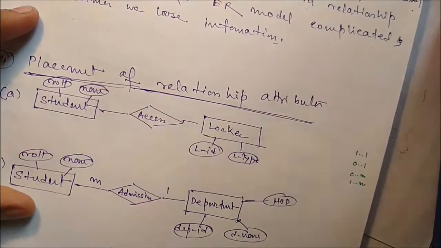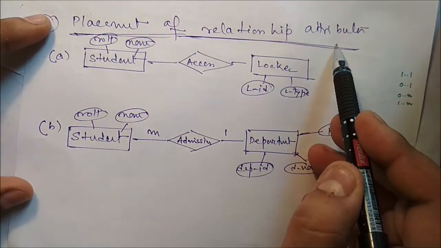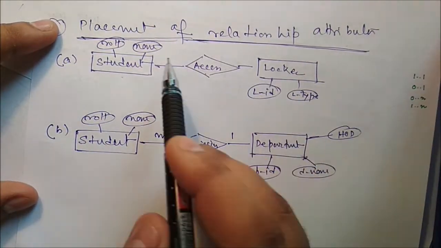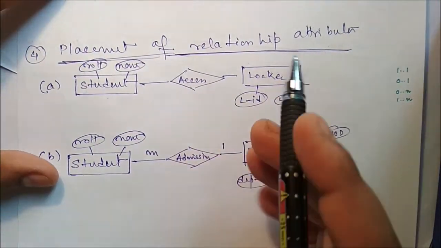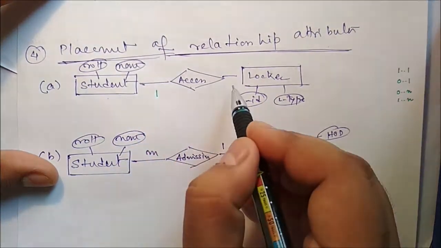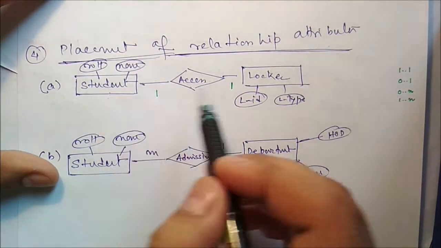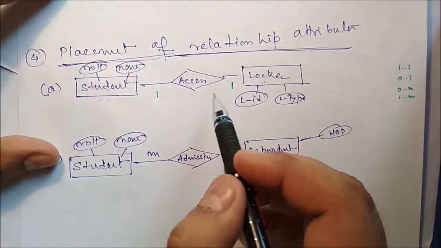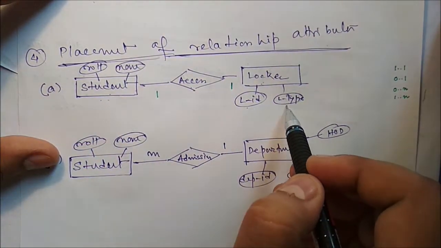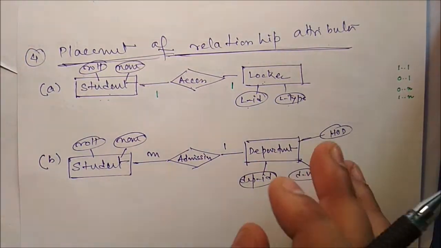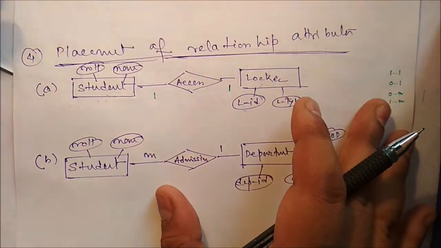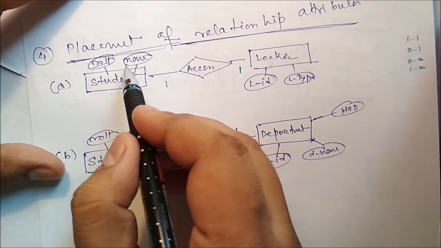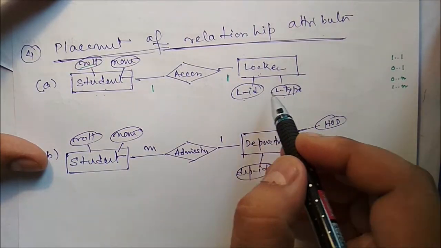Next is placement of relationship attributes. Now here you can say student accesses locker. It is definitely 1:1, because a student must have only one locker, and the owner of the locker must be one. So student has roll number, name; access; locker has locker ID and locker type. A 1:1 relationship is there. The attributes of the student table are roll number and name. The attributes of locker are locker ID and locker type.